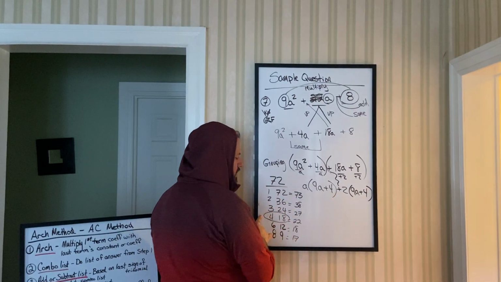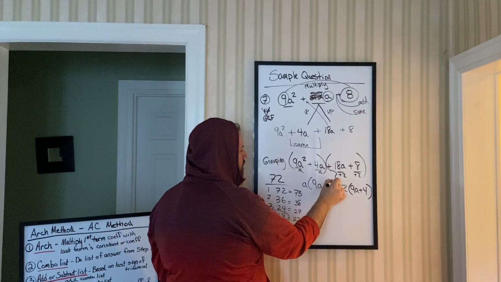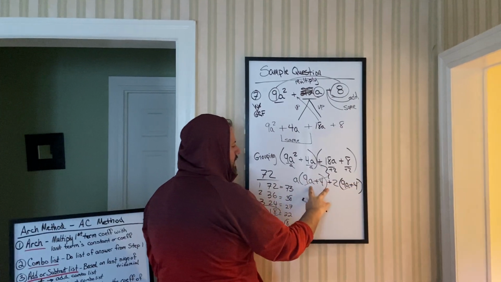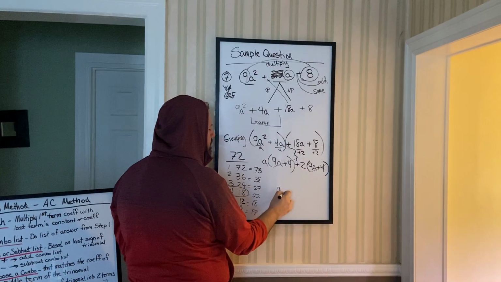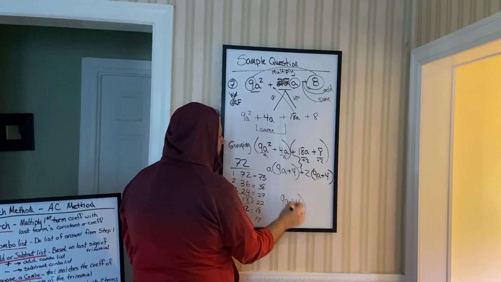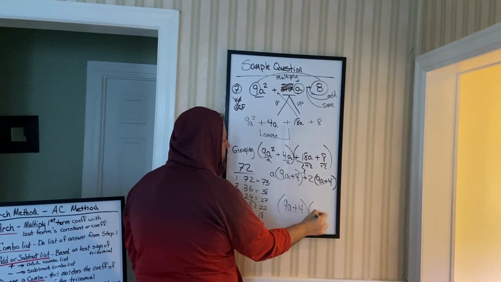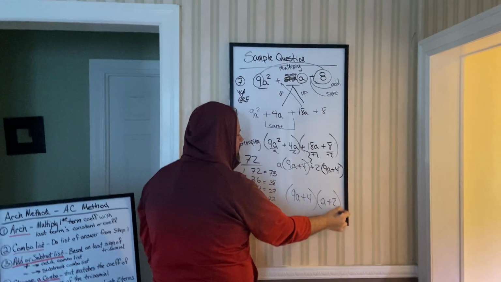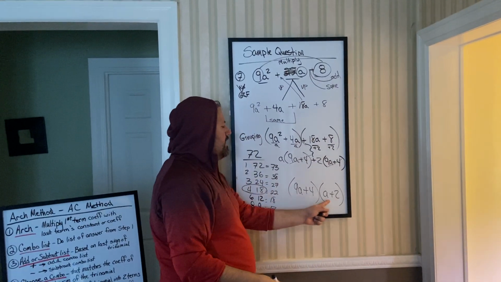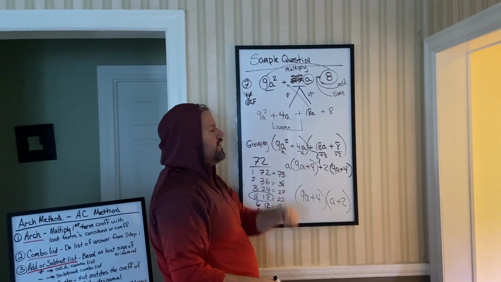These must match because you found a combo that works. Final step of grouping is take these, write it as one set of parentheses, and then take the A and the plus 2 and make it the other set of parentheses. And there you go. That's your answer to sample question number 7.